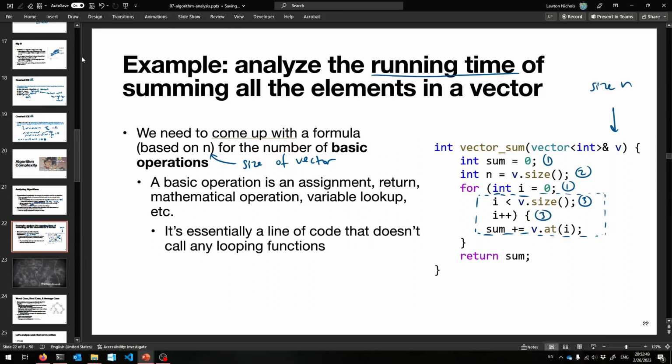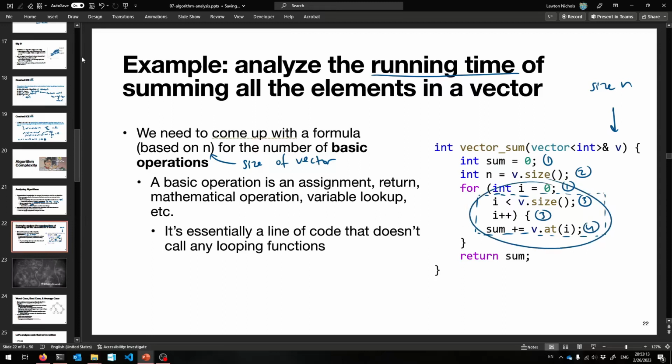And then finally, we need to go to v at i. Let's assume that also takes one basic operation. And then add that result into sum. So v at i, sum equals sum plus v at i. So look up sum, call v at i, add them, put the result back into sum. That's 4 basic operations in total.